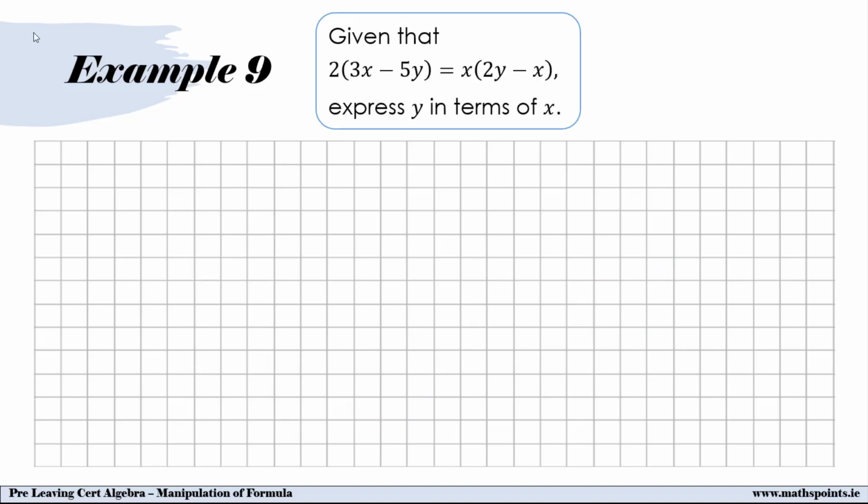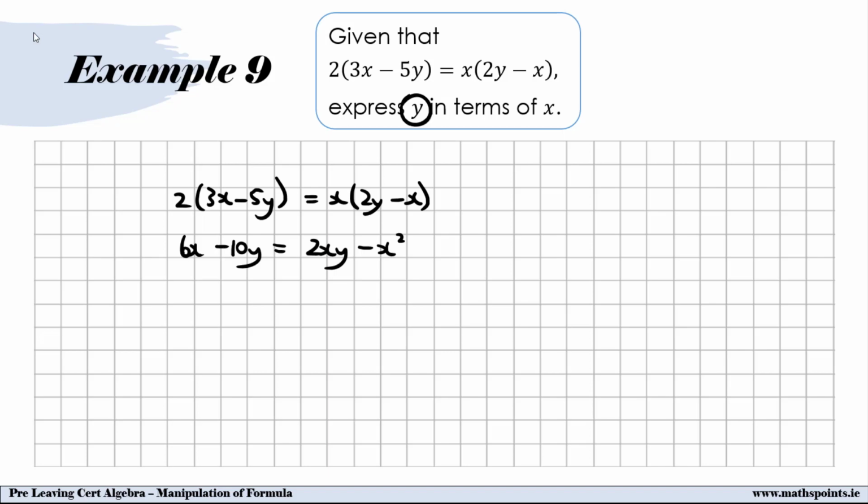So in example 9, we have brackets on both sides of the equals, and we're going to see that in this question we have to use factorizing to express y in terms of x. So we'll see how that works. Let's write down the sum first of all, which is 2 on 3x minus 5y equals x on 2y minus x. So we're going to multiply it out to get rid of the fractions. 2 by 3x is 6x, 2 by minus 5y is minus 10y, equals x by 2y is 2xy, and then x by minus x is minus x squared.